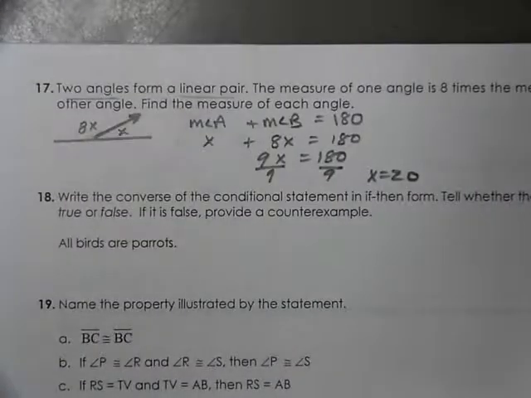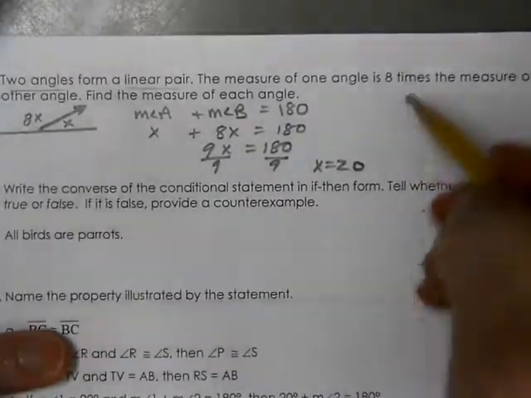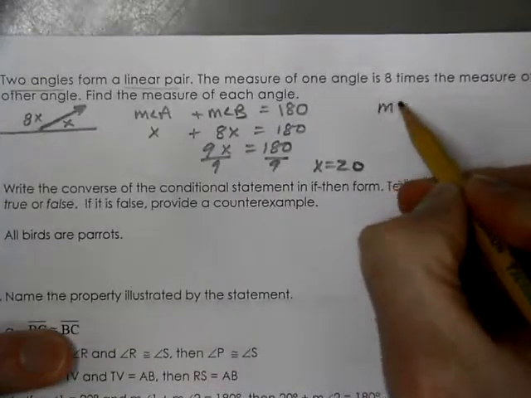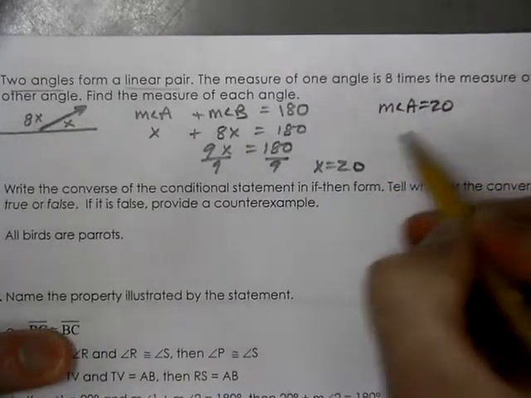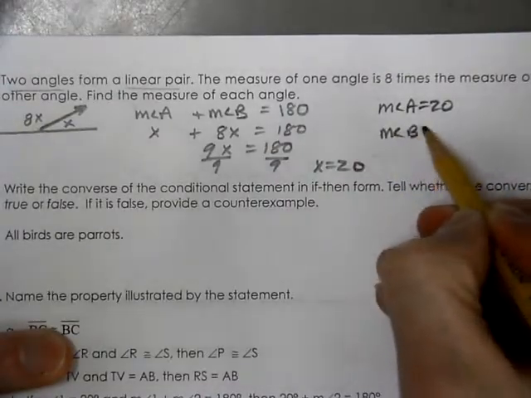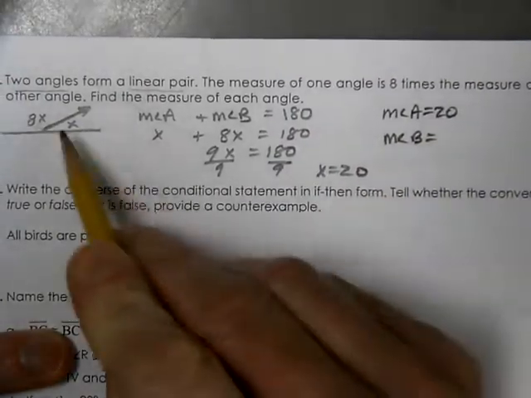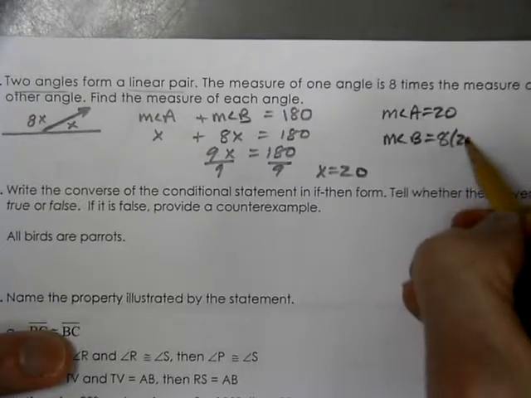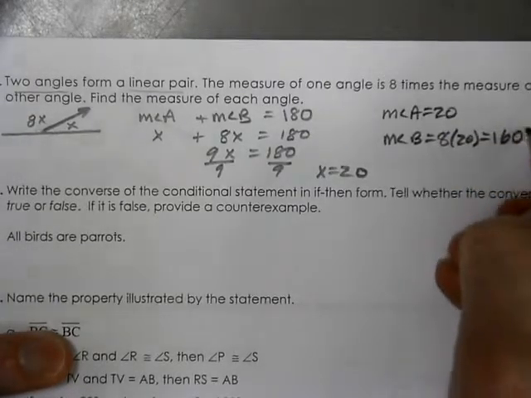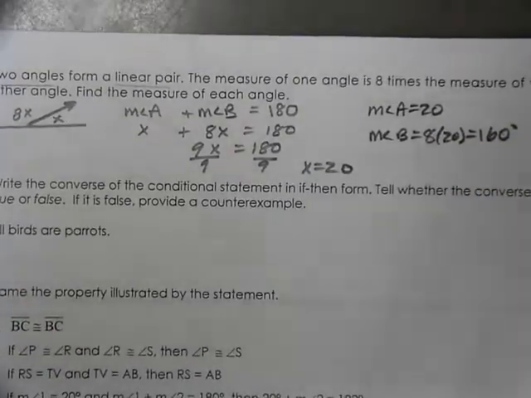So x is 20. So one of the angles, let's call it angle A, the measurement of angle B is 8 times the 20. That's 160 degrees.